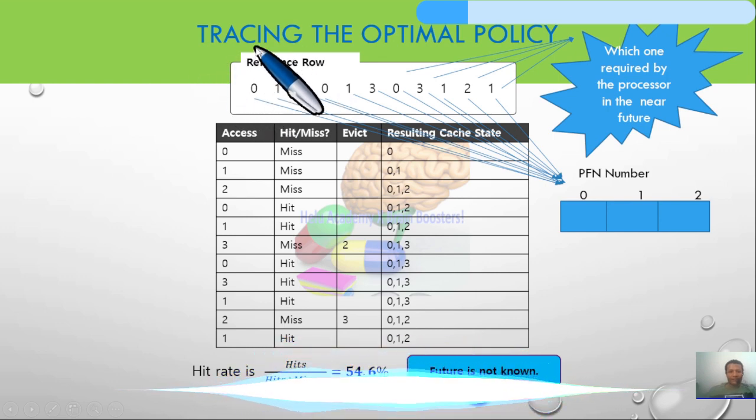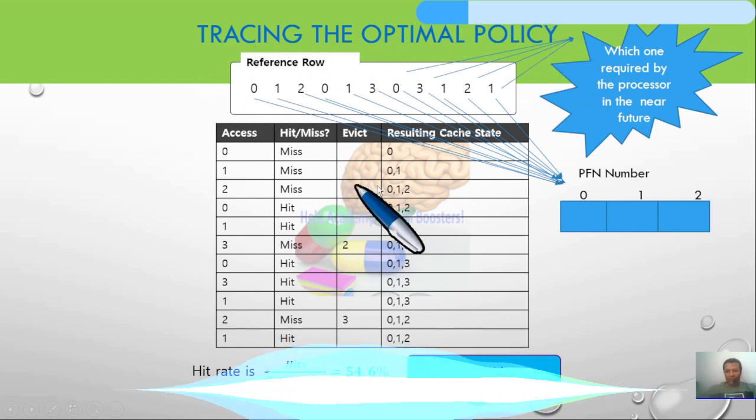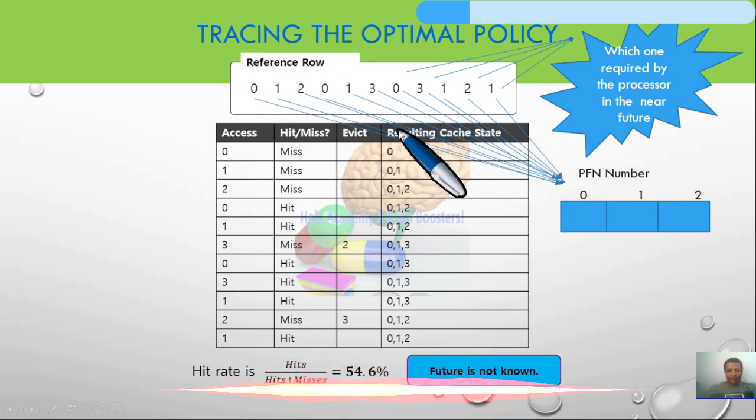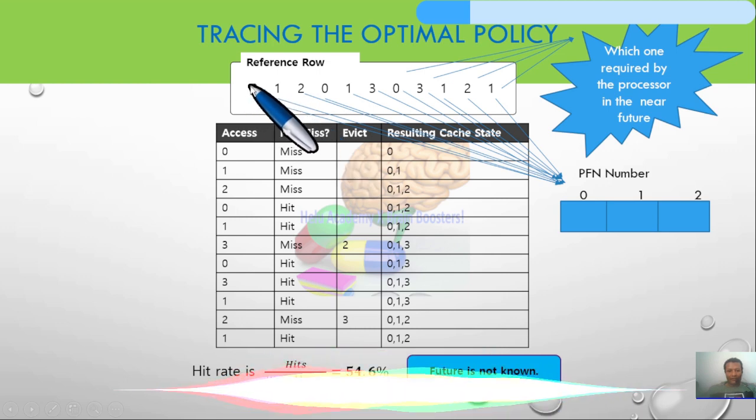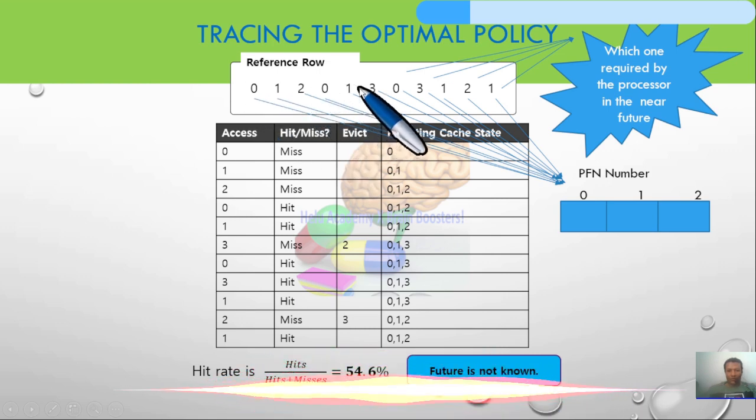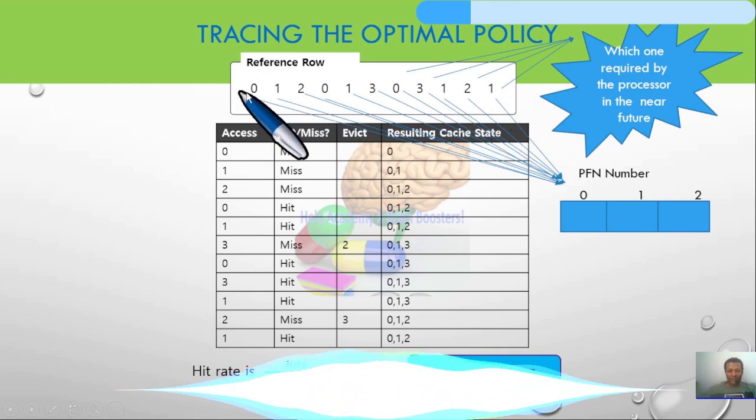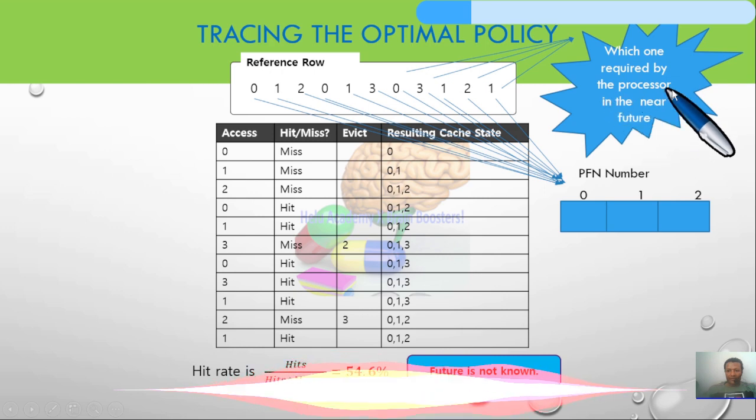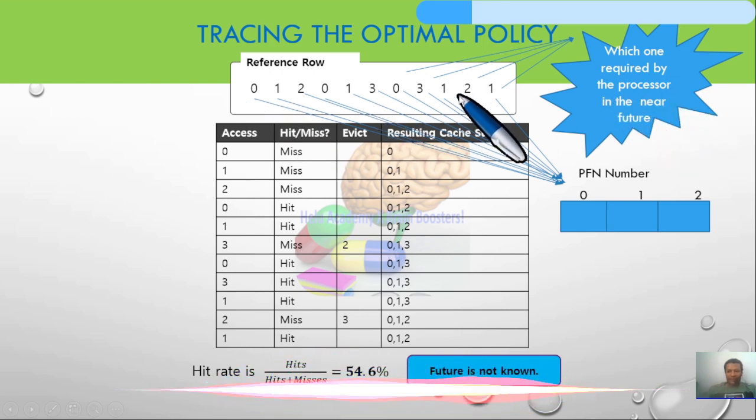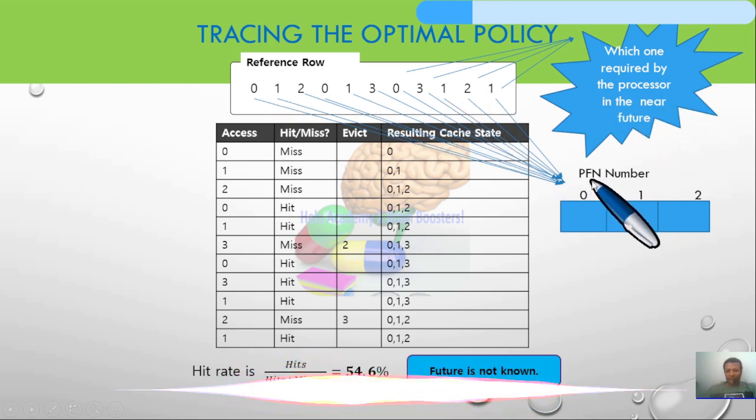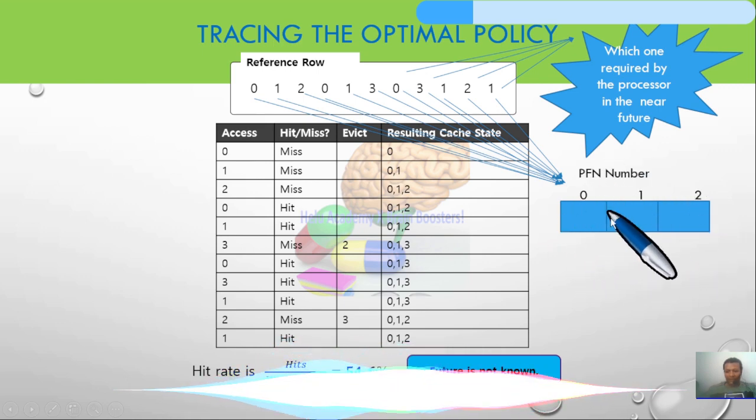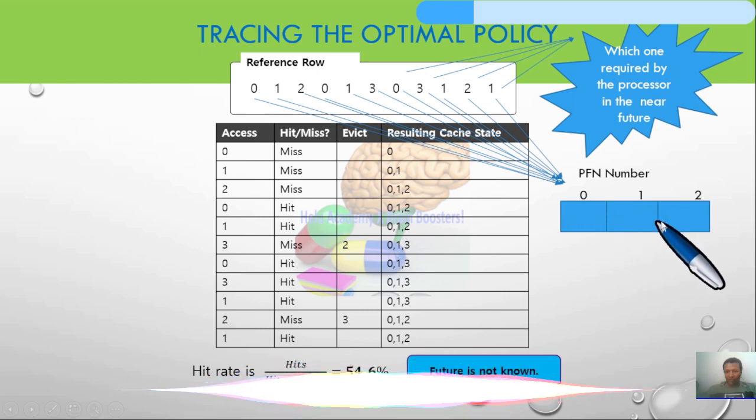So let's see tracing the optimal policy. Let's say this is the reference row: 0, 1, 2, 0, 1, 3, 0, 3, 1, 2, 1. This is the sequence which the processor needs in the near future. Now we have the page frames. Let's say we have 3 frames.